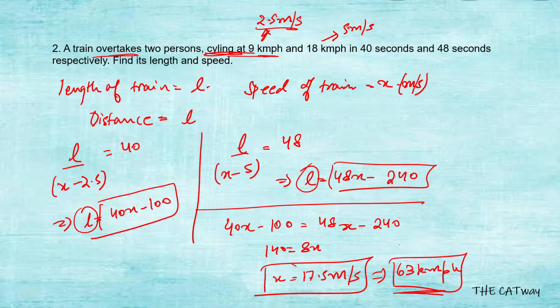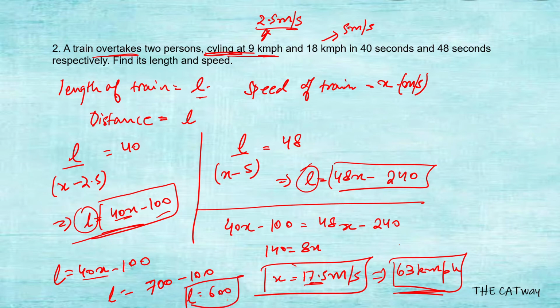Now we have to find the length. We know that length is equal to 40x minus 100. So 40 and x is 17.5. So 40 into 17.5 is what you are going to do. Distance is L, so 40x. So 40 into 17.5 is what we are going to do, and minus 100. So L is equal to 700 minus 100. The value of L will come out to be 600. So the answer will be 600 meters.